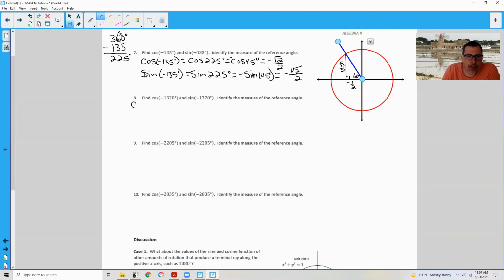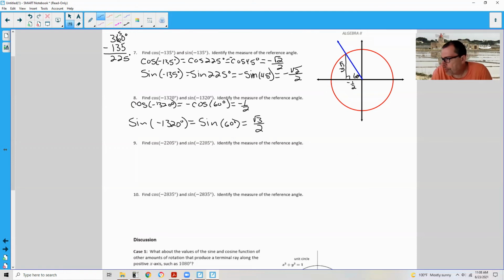So I would say the cosine of negative 1,320 degrees equals the cosine, just kidding, second quadrant, the negative cosine of 60 degrees, which equals negative 1/2. The sine of negative 1,320 degrees equals the sine of 60 degrees, which equals the square root of 3 over 2.